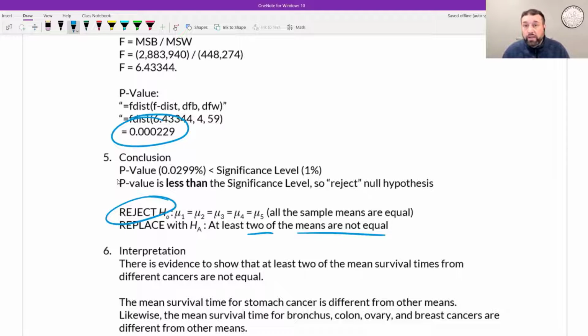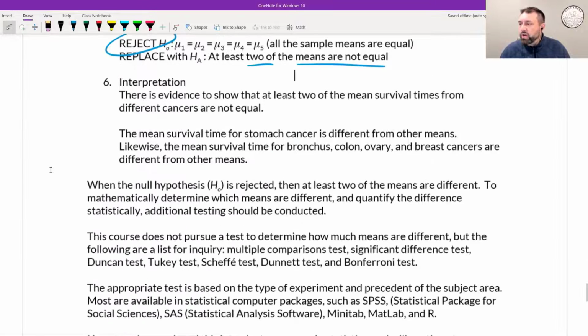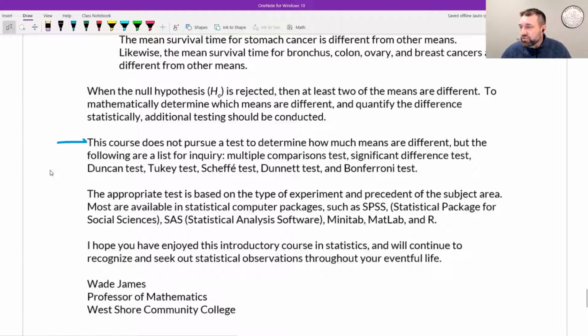And so then we could go in and we could do further analysis and we could say, well, how not equal are they? Are they really not equal or just kind of not equal? And which ones are they? And do a comparative. That's not what we're going to do. So this course does not pursue a test to determine how much the means are different. We're not going to do that. We're just going to say they're different, and that's all we know. And that's the end of our sidewalk. This is where our sidewalk ends.